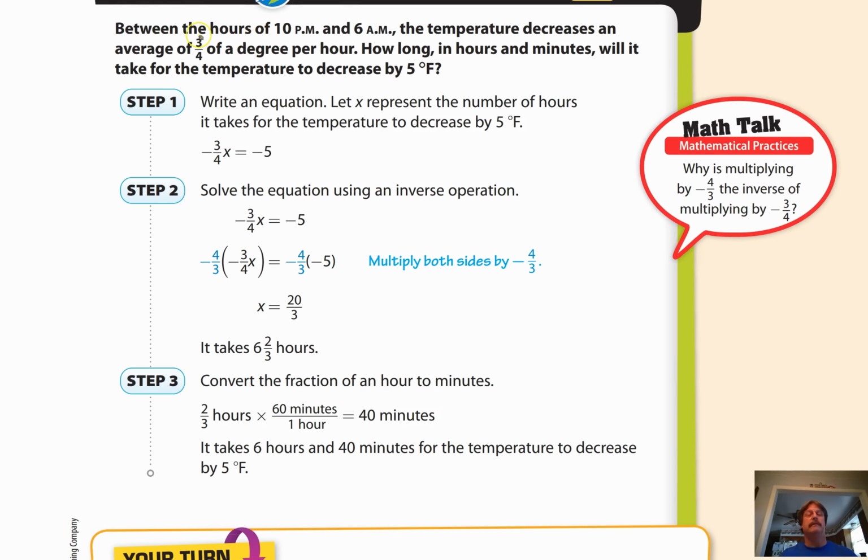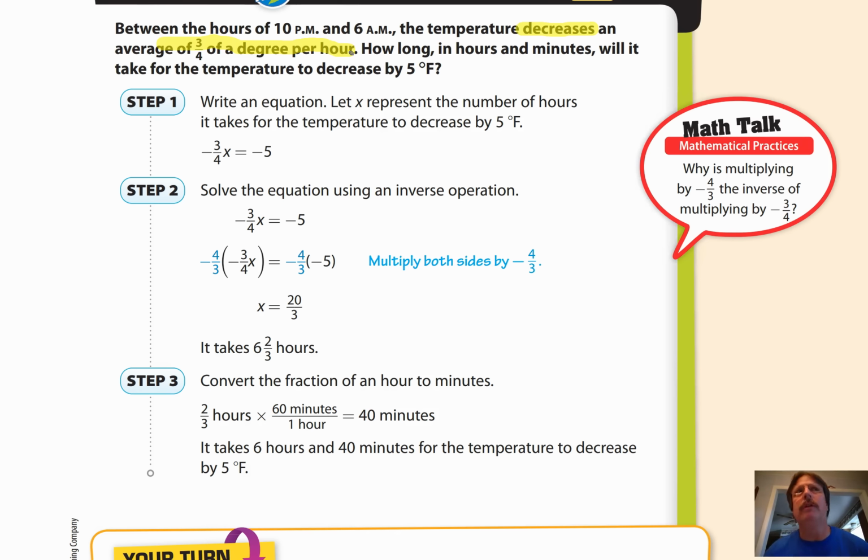For multiplication and division in example 3 here, they're telling us that between 10 p.m. and 6 a.m. the temperature is going to decrease at an average rate of 3/4 of a degree per hour. So that's a unit rate.